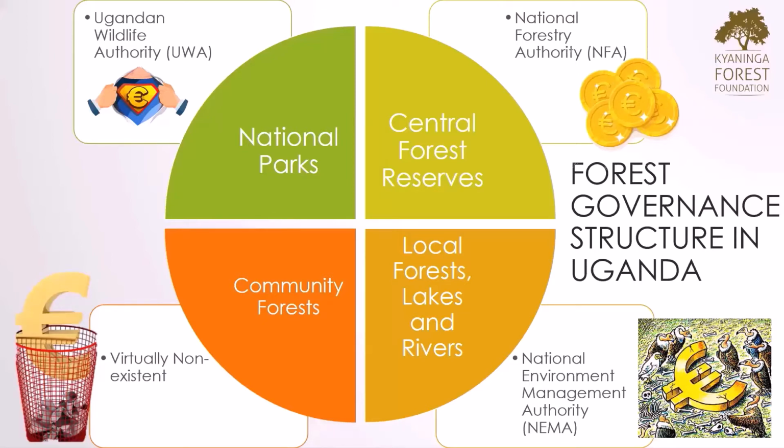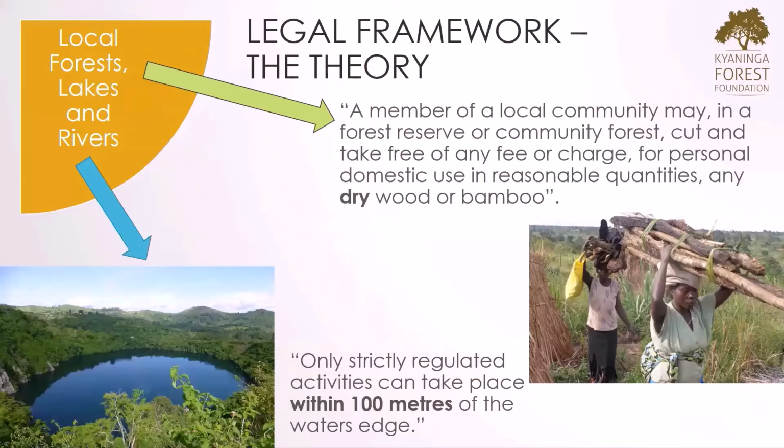And because there is no community forest structure, any forests that fall out of the jurisdiction of the UWA or the NFA tend to disappear quite quickly, as there's no real clear idea who owns them. So the legal framework within Uganda is actually very, very strong. It means that the local forest is quite well protected in theory, and that only dry timber, dry wood can be taken out.